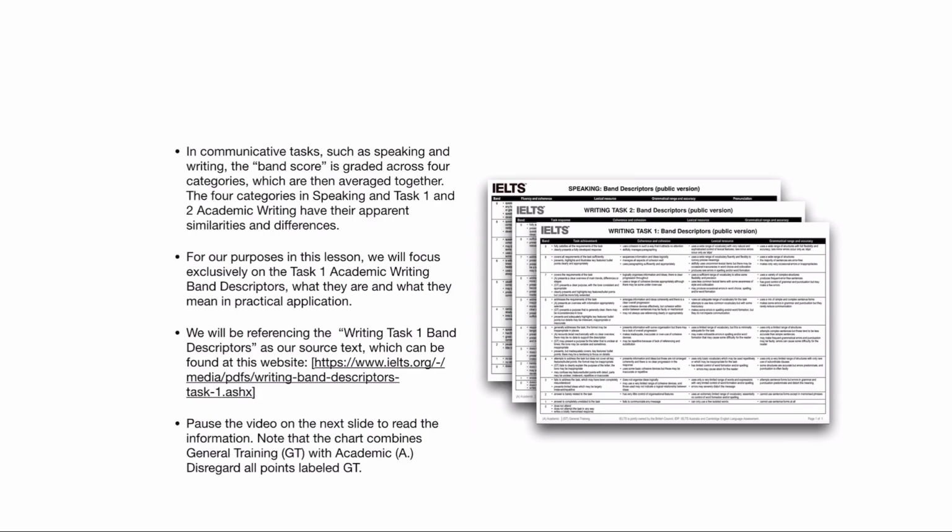In communicative tasks, such as speaking and writing, the band score is graded across 4 categories, which are then averaged together. The 4 categories in speaking and Task 1 and 2 academic writing have their apparent similarities and differences. For our purposes in this lesson, we will focus exclusively on the Task 1 academic writing band descriptors, what they are, and what they mean in practical application. We will be referencing the Writing Task 1 band descriptors as our source text, which can be found at this website. Pause the video on the next slide to read the information.